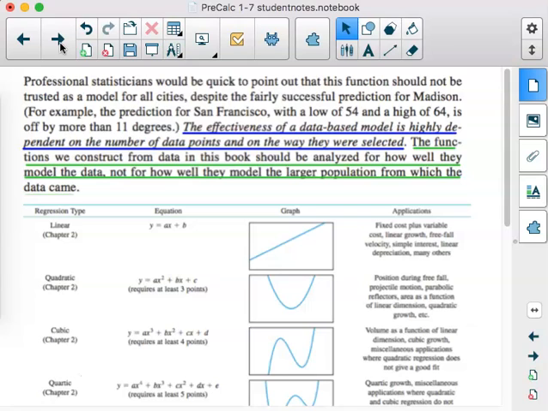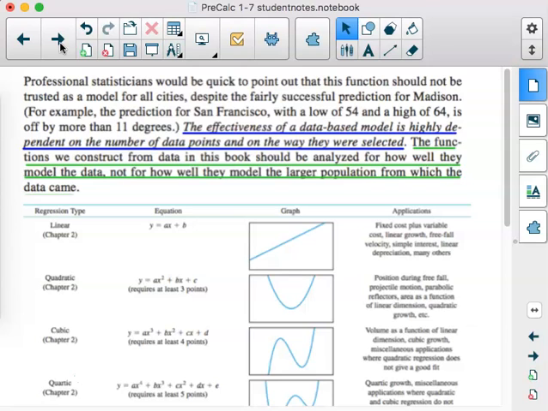The more data you have, the better. The functions we construct from data in this book should be analyzed for how well they model the data, not for how well they model the larger population from which the data came. Yeah, use it to talk about what you see in the data itself.